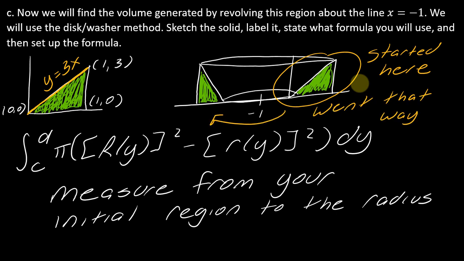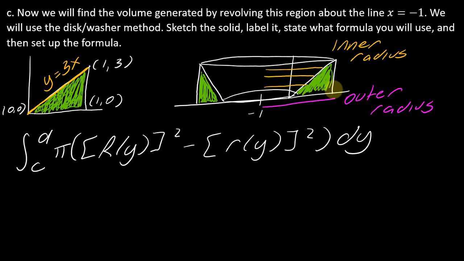So you just want to make sure that you're doing that. And so we started here, we went that way. So this is where all of our information needs to come from. So notice now how I'm thinking about my outer versus my inner radius. My outer radius just has this giant wall right here. So my outer radius is just going to be a number.